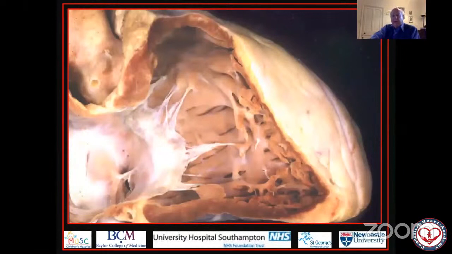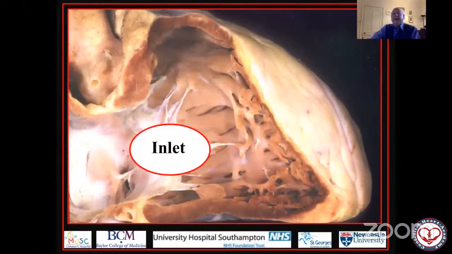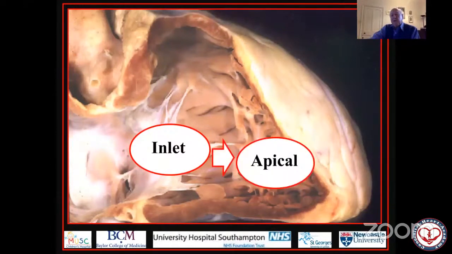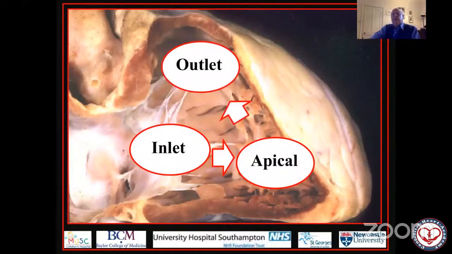So here we're looking at it from the front, and then we see the inlet to our left hand. And then as we move from the inlet, which has its own topological arrangement, towards the outlet, we move from the left hand towards the right hand. And then as we move to the outflow tract, we move superiorly. And this is the topological arrangement for the normal right ventricle.